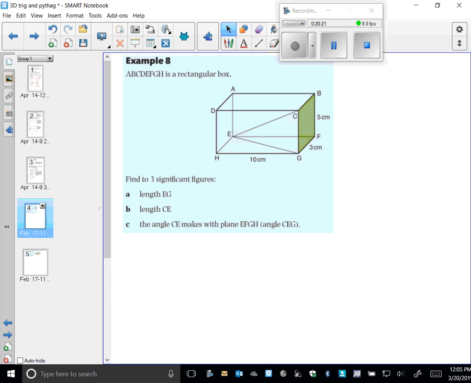I'm going to let you guys have a go at these, and then we'll see if we get them right. So we've got 15 minutes. All right.